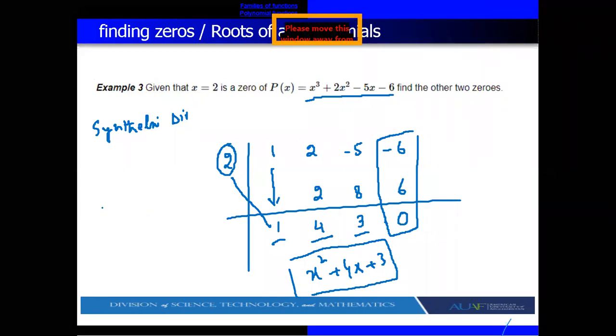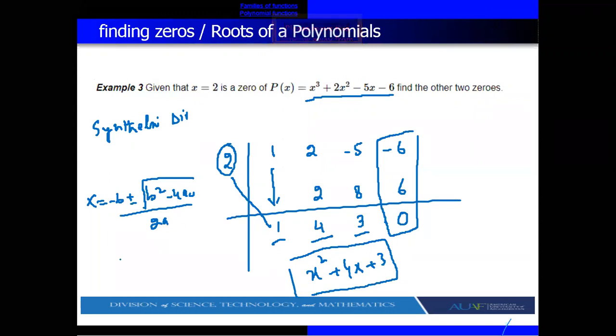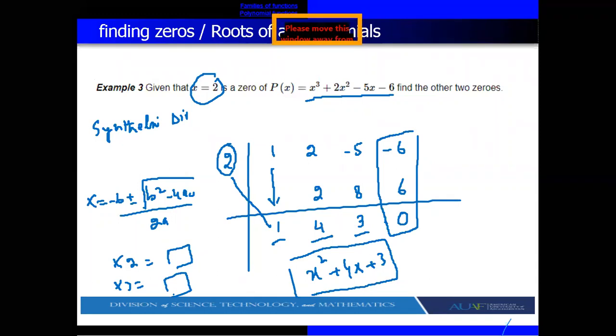If you want to use the quadratic formula, x is equal to minus b plus minus the square root of b square minus 4ac, divided by what? Divided by 2a. If you solve this with the quadratic formula, you will find the second root and also the third root. One is already given, x is equal to 2. So these are three roots for the given function.